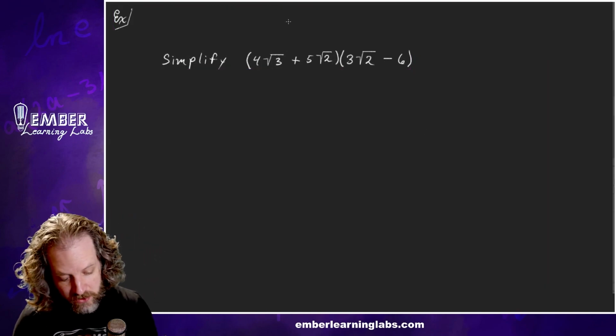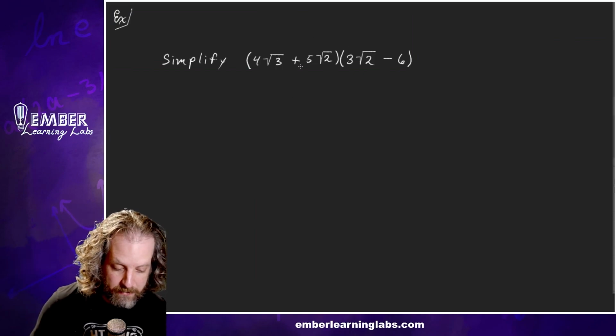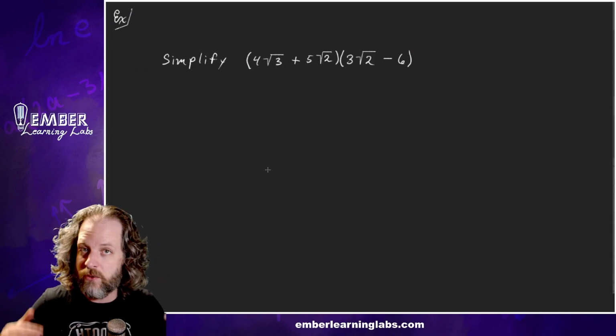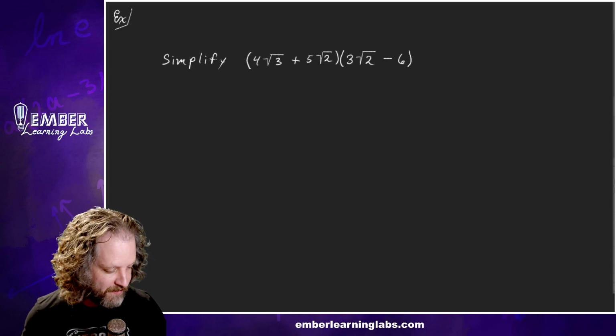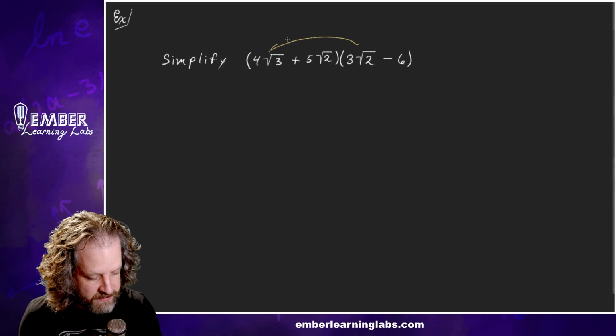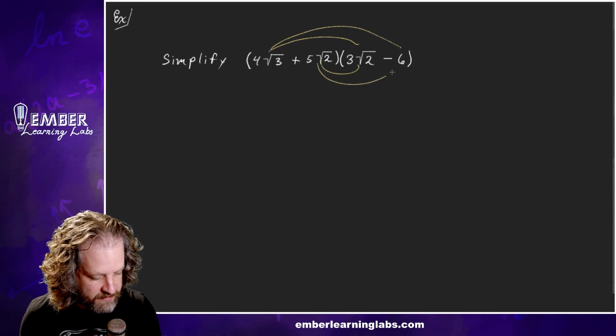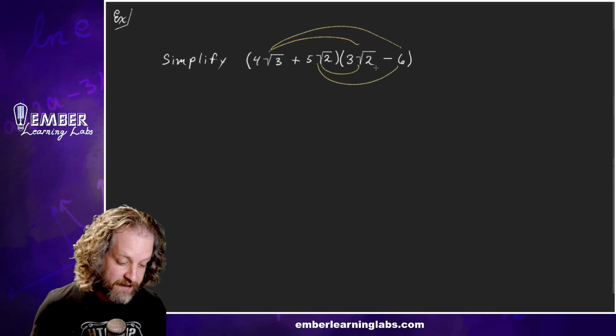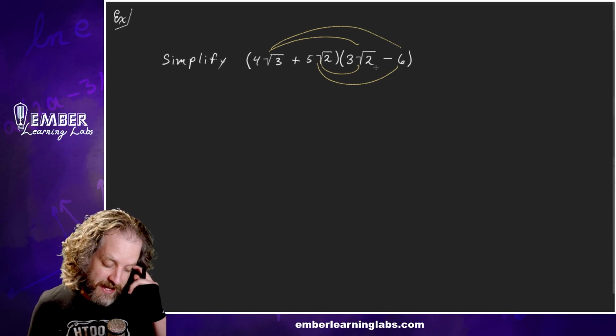Deselect, brush. So simplify this. Well, we've got a binomial times another binomial. What do we do with that? Well, we FOIL it out, right? So we do a big old distributive property. This times that, and this times that, this times that, and this times that. Everything times everything. If it's binomial, it's FOIL, whatever else.